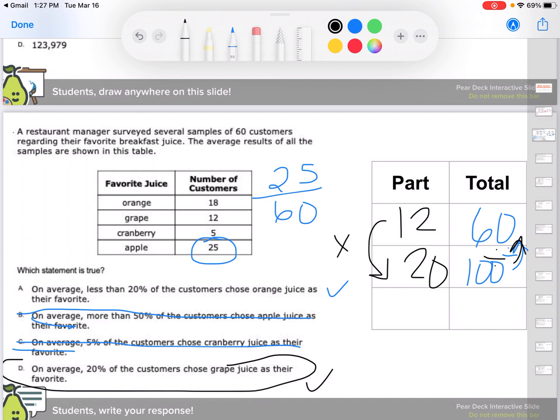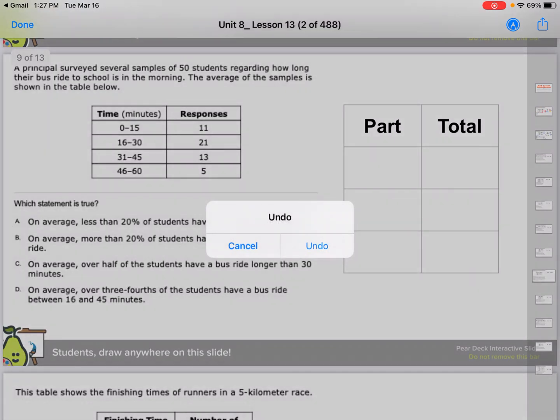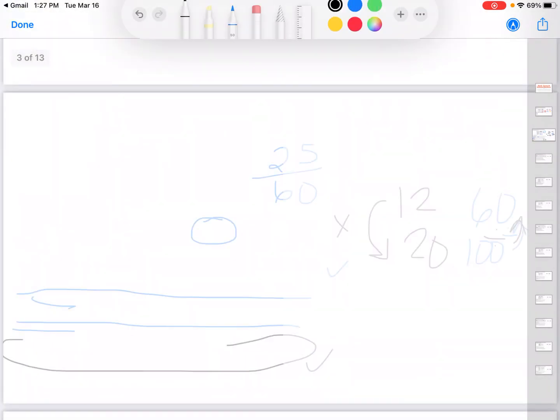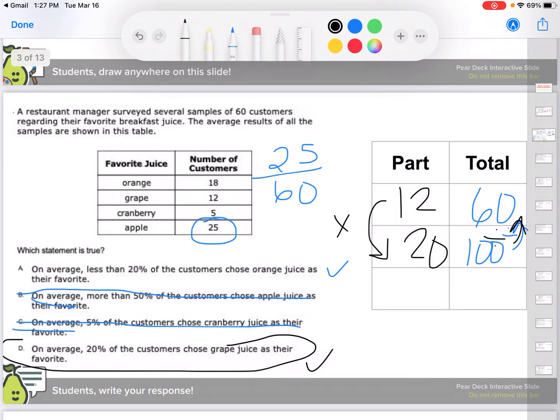So now I'm stuck between these two choices. So I need to figure out, okay, what did I do wrong? On average, less than 20%, excuse me, sorry guys, less than 20% chose orange juice. So let's just double check that.